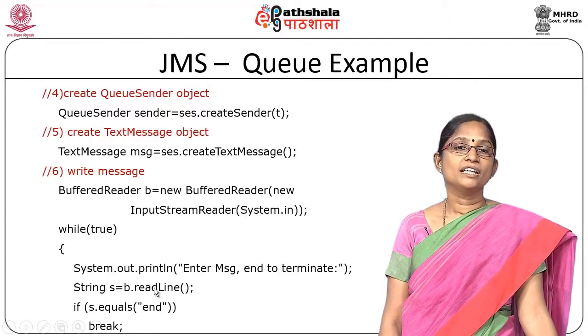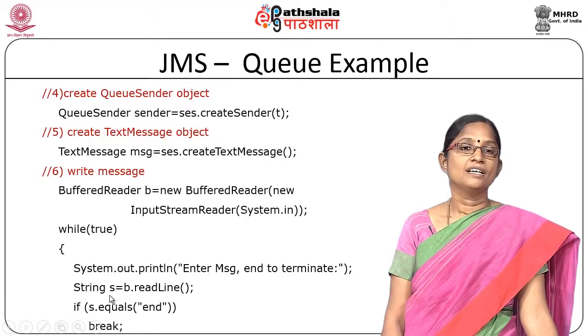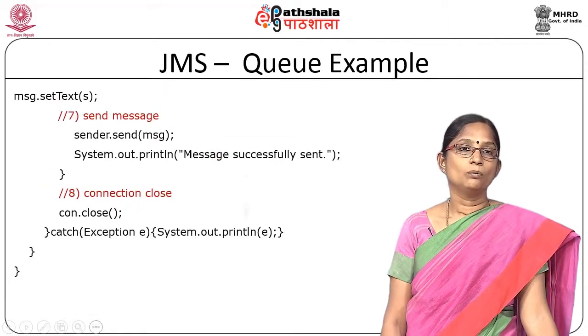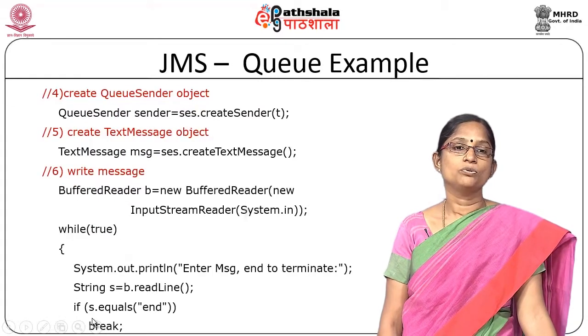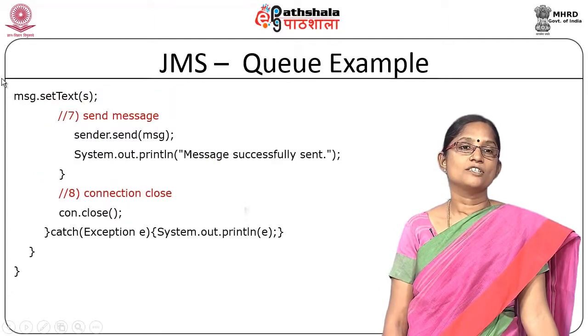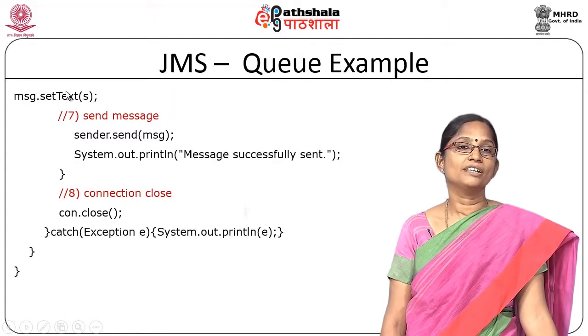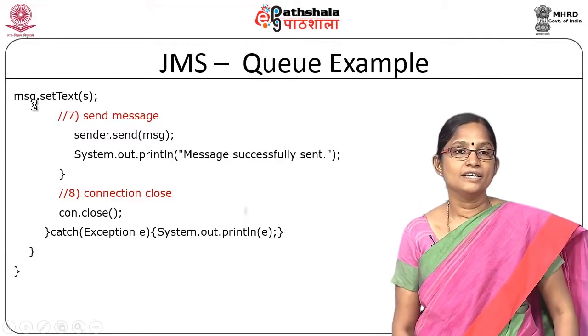From the keyboard, it reads a line of text using b.readLine, and this has been passed on to the string s. If s is equal to n, then the program will be broken. Otherwise, what has been read in the s variable using b.readLine is passed on to the message object by invoking the method called setText. Now, the message is ready.